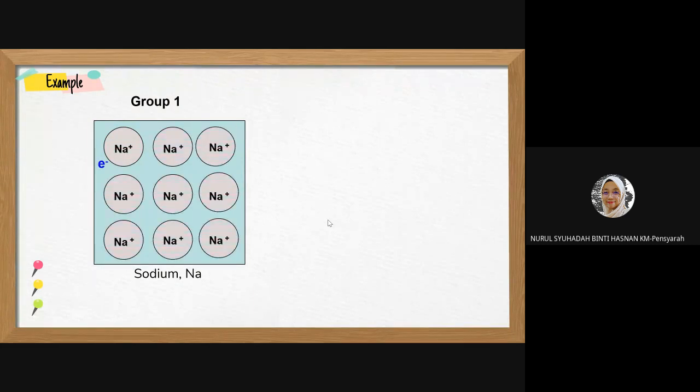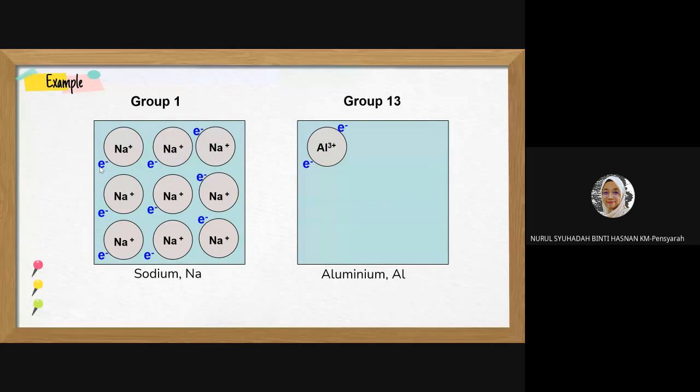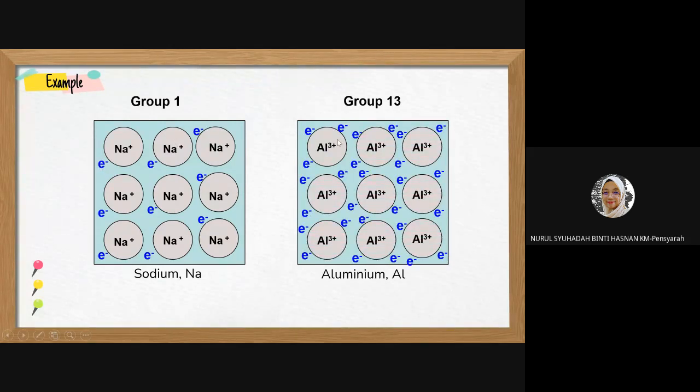between group 1 sodium, sodium ada satu delocalized electron, dan group 13 contoh aluminium, ada 3 delocalized electron. So as you can see over here, these two elements are inside the same period. The same period, sodium and aluminium. Okay, jadi bila lagi banyak delocalized electron, attraction antara nukleus dengan sea of electron akan jadi lagi kuat. So maksudnya dekat sini, aluminium yang ada 3 delocalized electron will have a stronger metallic bond compared to sodium dekat sini.